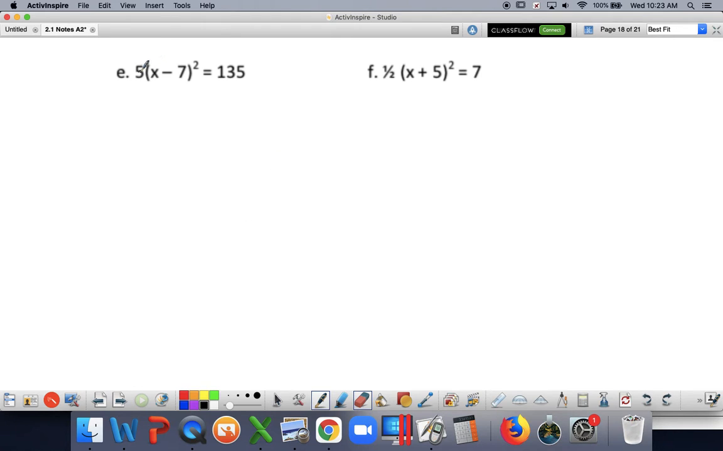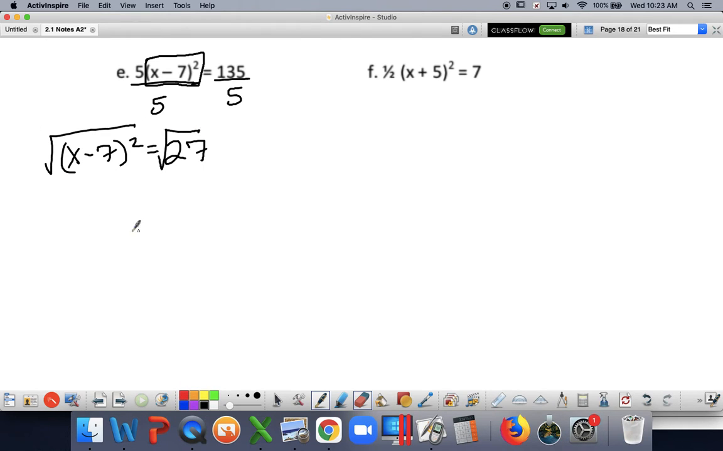Let's do a couple more challenging examples. Here's the thing that's being squared, so I need to isolate it. I'm going to divide both sides by 5. I get the quantity x minus 7 squared is equal to 27. I then go ahead and take the square root of both sides. I get x minus 7 equals positive or negative square root of 27. Now let's think of how we can simplify this.